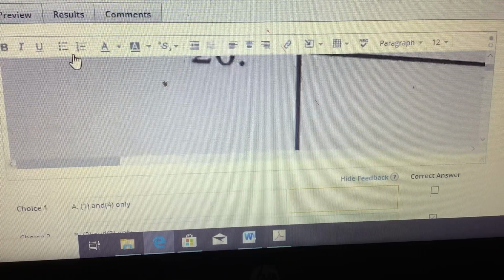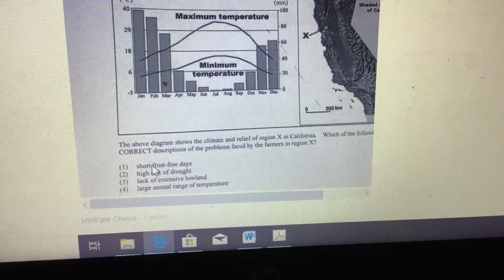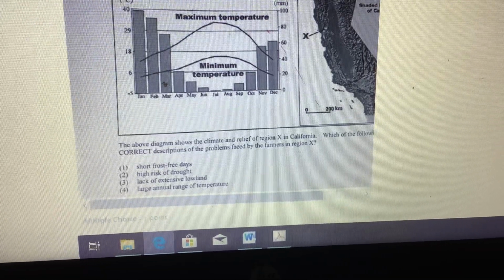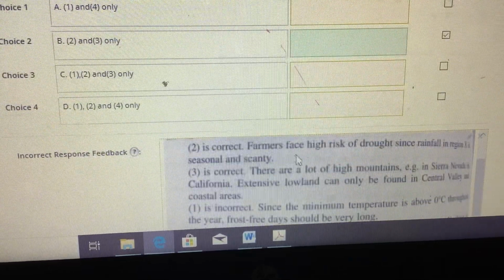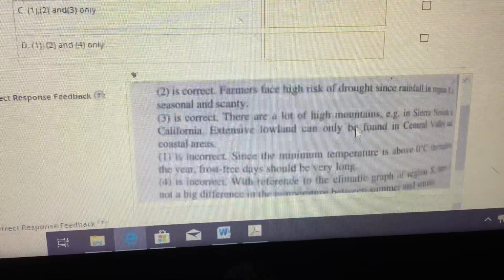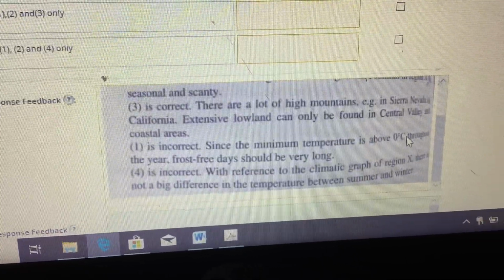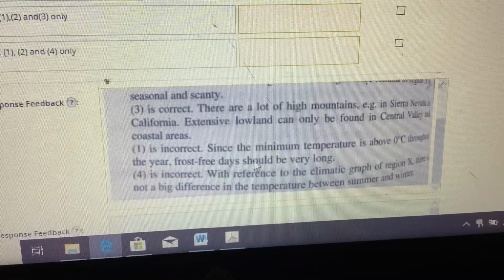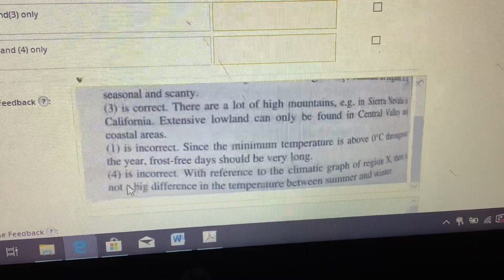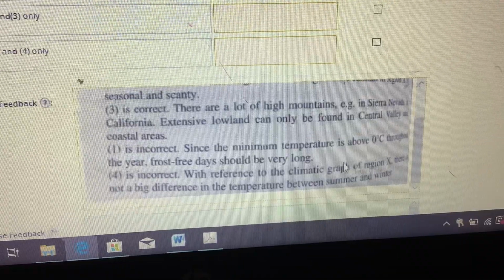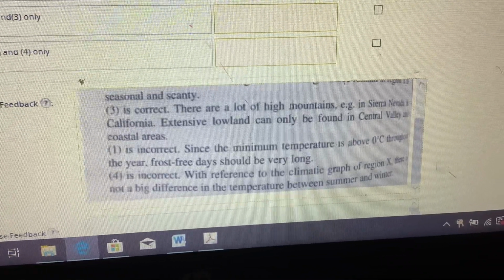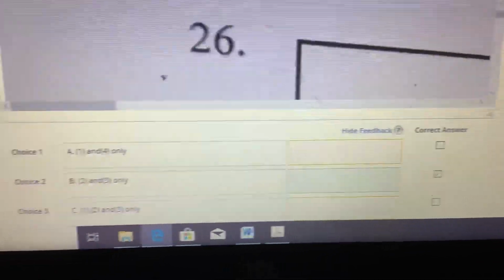2 and 3 only. Okay, why? Let's check out the explanation of the answer. Sorry about this. Okay, number 1 is incorrect because the temperature is above 0, so the first 3 days should be long. Number 4 is incorrect because in the climatic graph of region X there's a big difference in temperature between summer and winter. But this kind of wording is quite weak, so sometimes you have to be careful.